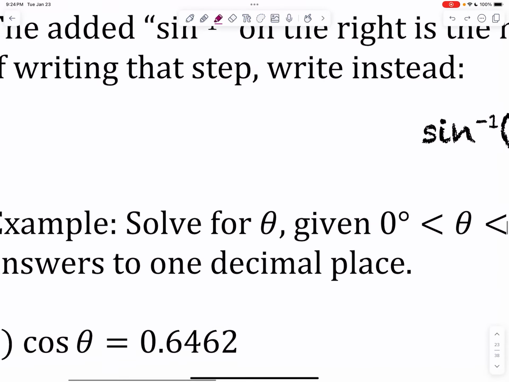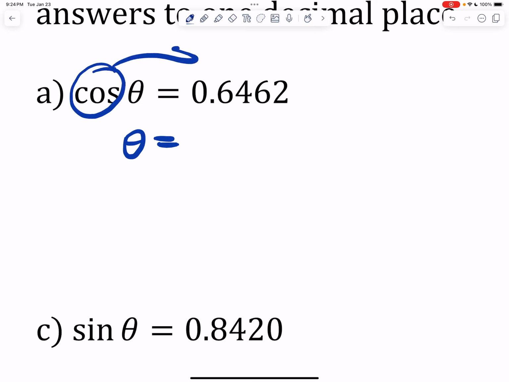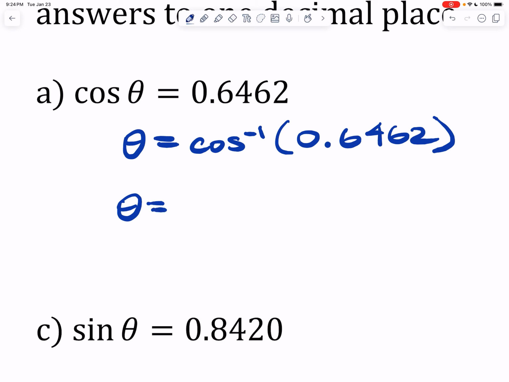So let's solve for these. For this, just like the example above, we're going to get theta on its own by moving this cosine to the other side. But by moving it to the other side, it turns into inverse cosine, the cosine with a -1. And we're taking that of this number we were given. Your calculator will give you an answer for that.